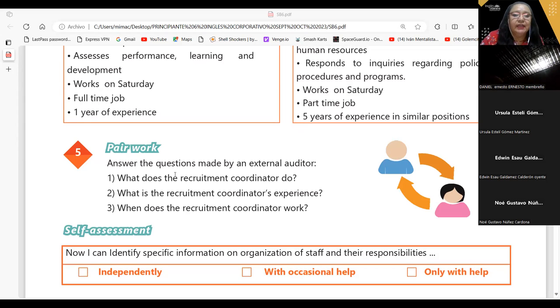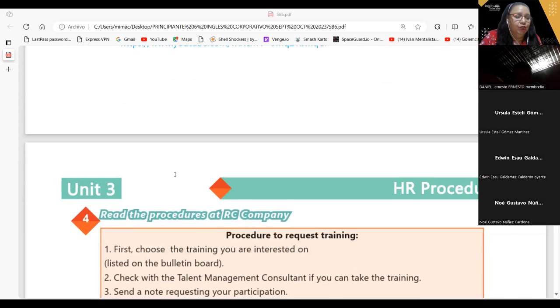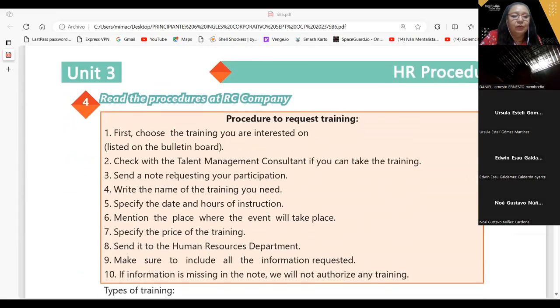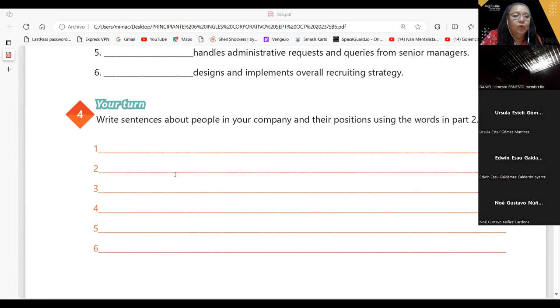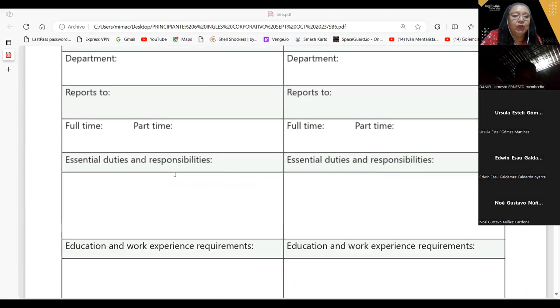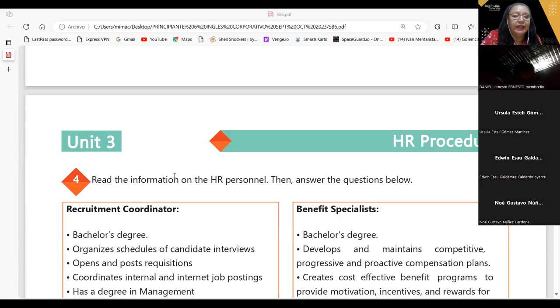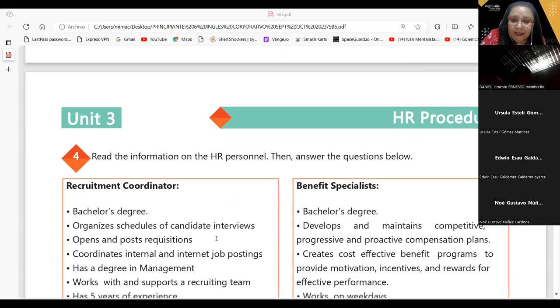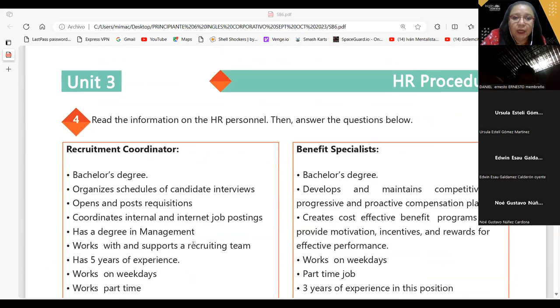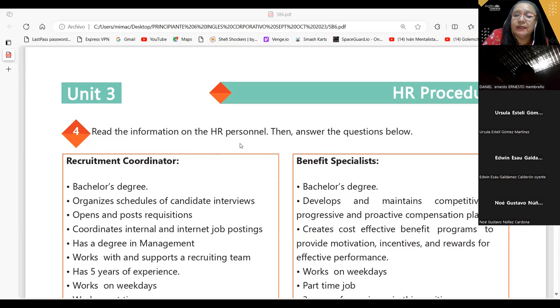I ask you, is the instruction clear? Yeah. Sure, because you have it. Where is it? Where did it go? No, not yet. Okay, here. Read the information on the human resources personnel. So it means that these 4 positions belong to the human resources staff.